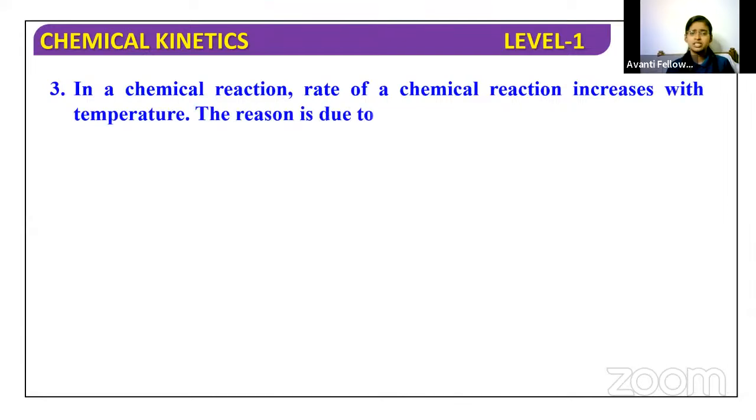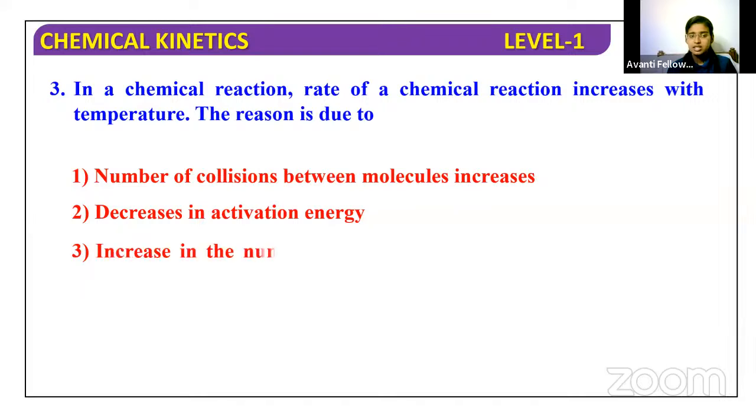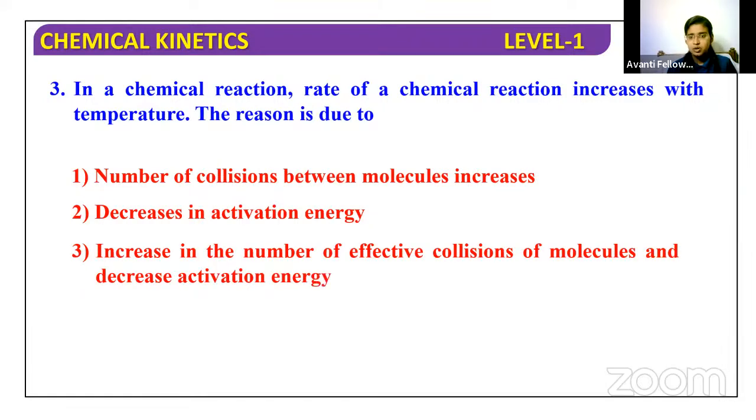In a chemical reaction, the rate increases with the temperature. In the third factor, we studied that rate is directly proportional to the temperature. The reason is due to: option 1, number of collisions between molecules increases; option 2, decrease in activation energy; option 3, increase in the number of effective collisions of molecules and decrease in the activation energy; option 4, kinetic energy of the reactant increases.